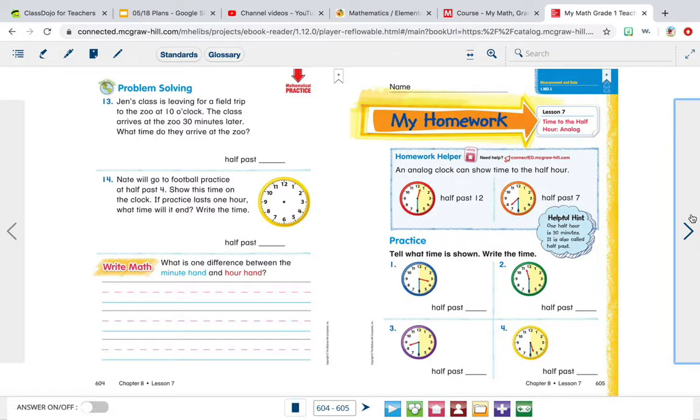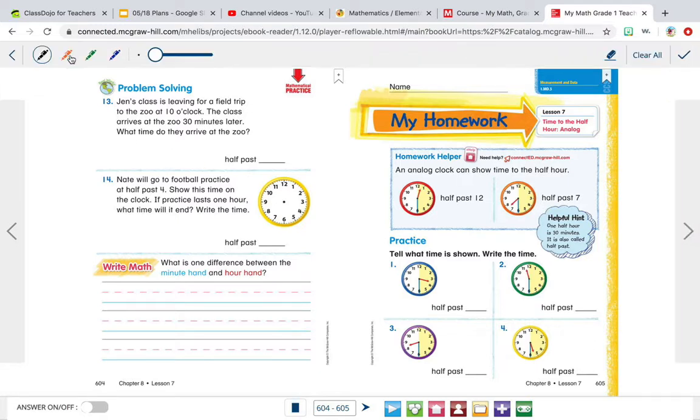Jen's class is leaving for a field trip at the zoo at 10 o'clock. So we're going to underline that because that's something we know. So Jen's class is leaving for a field trip to the zoo at 10 o'clock. The class arrives at the zoo 30 minutes later. What time do they arrive at the zoo? So if they leave for the trip at 10 and arrive 30 minutes later, they arrive 10:30.